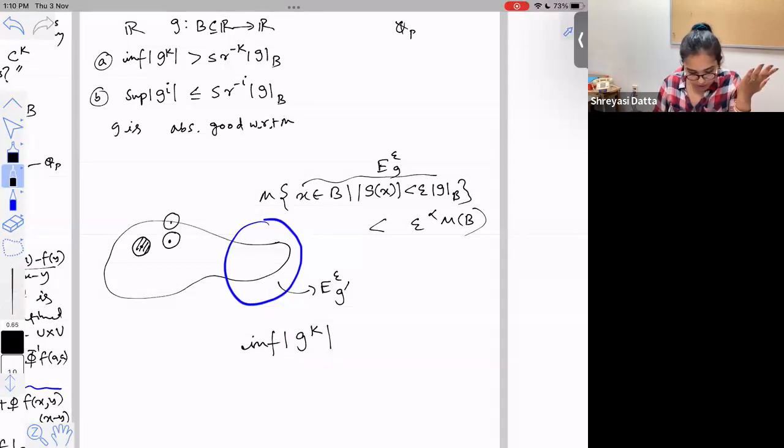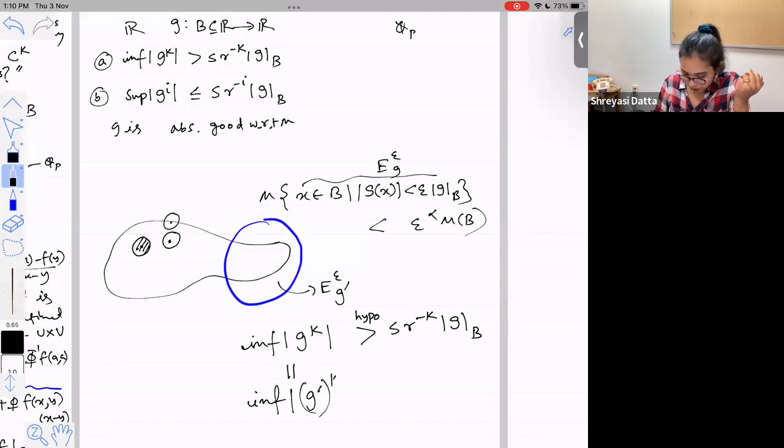So let's see what happens. Infimum of G^(k), by hypothesis, we know that this is bounded below. And then a very trivial step shows that this is G prime^(k-1), which by the previous lemma, the stronger lemma in R, is R to the power minus (k minus 1), G prime of B.